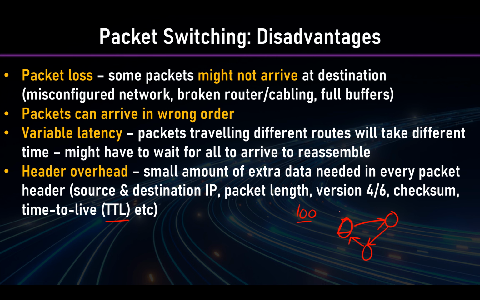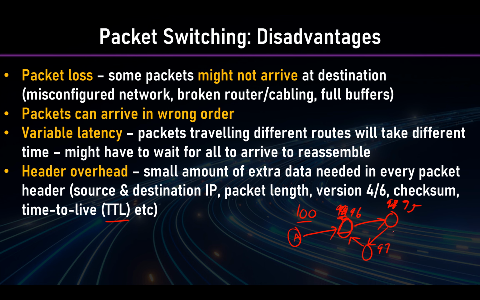Now, each time the packet arrives at a router, each router is going to decrement this time to live. So let's say this is where I'm sending it from. When it gets to router 1, the time to live is decremented to 99. Here it's decremented to 98, then 97. Now when we get back to this one, it's going to be decremented again, so 96, 95, etc.